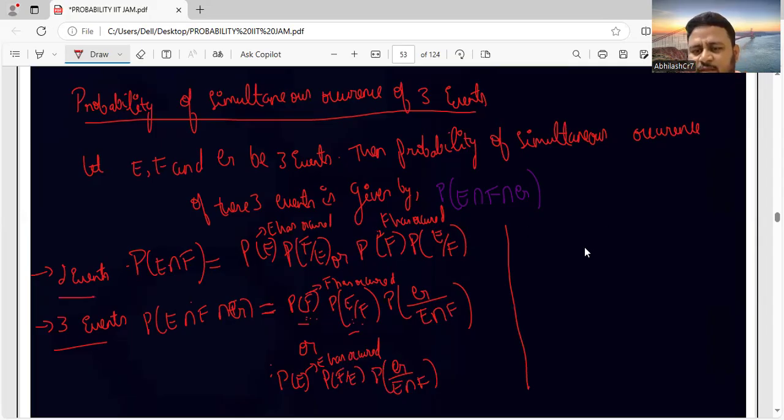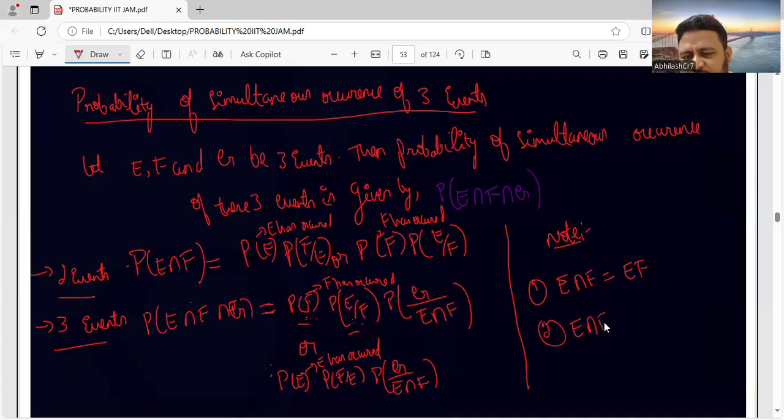But before going to that, you have to remember one note. First thing, E intersection F can also be written as just EF. Similarly, E intersection F intersection G can also be written as EFG. Why am I telling this? Because in certain questions, they won't give you E intersection F, they will just give you EF. They will not give you E intersection F intersection G, they'll just give you EFG. They'll ask you to find the probability of EFG. Probability of EFG means E intersection F intersection G. This you have to remember.